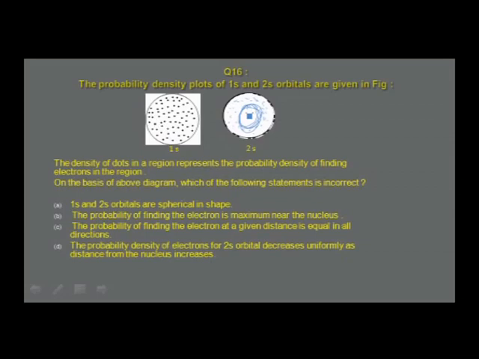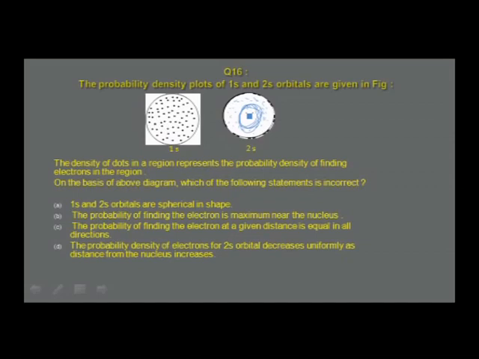On the basis of the above diagram, which of the following statements is incorrect? 1s and 2s orbitals are spherical in shape. It's a correct statement. The probability of finding the electron is maximum near the nucleus. It is also a correct statement. The probability of finding the electron at a given distance is equal in all directions. It's a spherical orbital, therefore that is a correct statement.